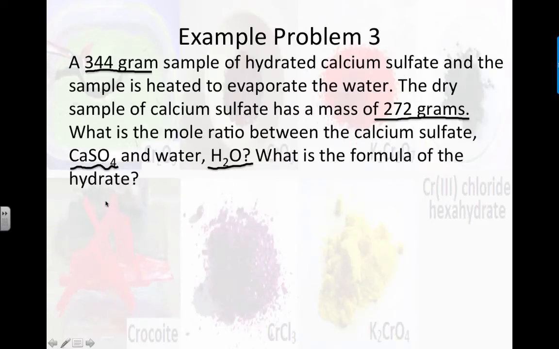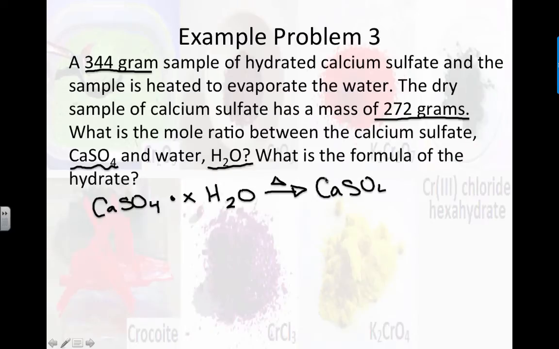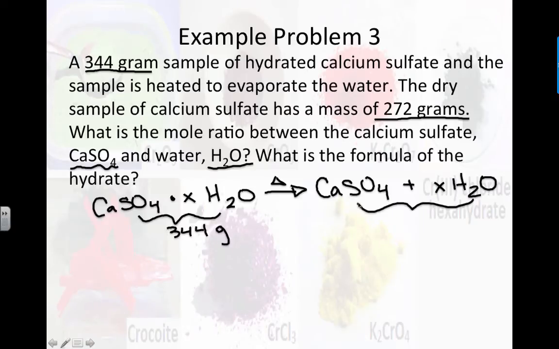All right, well, let's see. We have calcium sulfate with some unknown number of waters, which is heated up, and I get my dry calcium sulfate plus my unknown waters set free. What I know is that this piece weighed 344 grams, and the law of conservation of mass says that I still have to have a sum of 344 grams in the end.